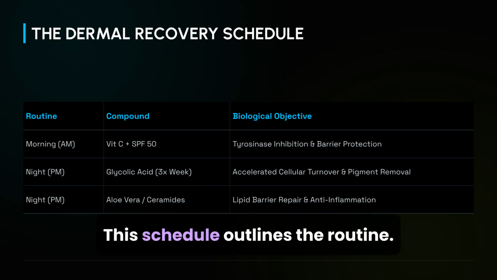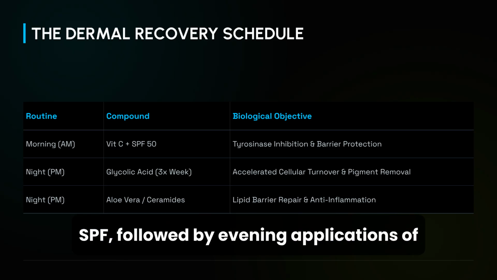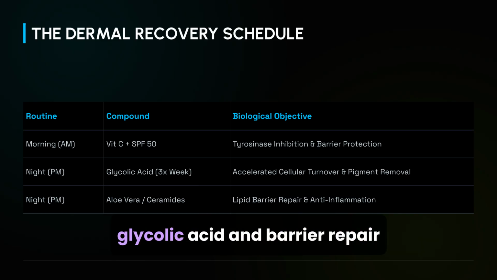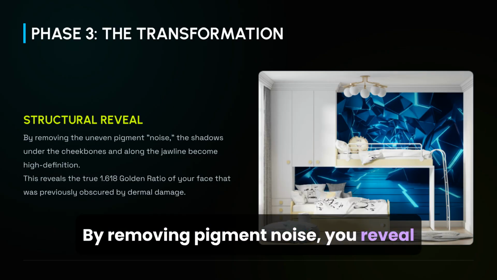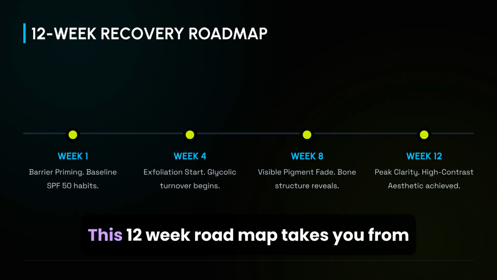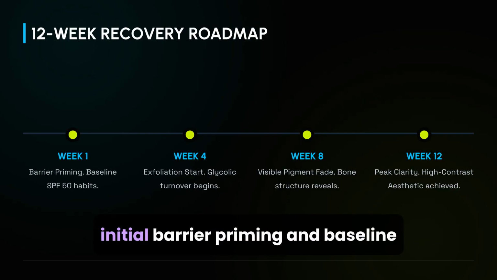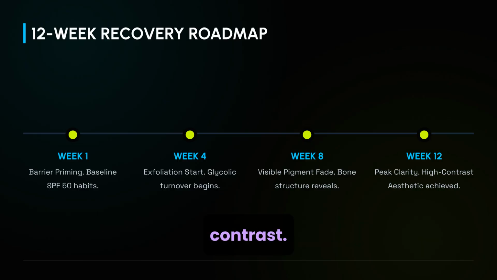turnover. This schedule outlines the routine: morning protection with vitamin C and SPF, followed by evening applications of glycolic acid and barrier repair compounds. Phase 3 is the transformation. By removing pigment noise, you reveal the natural high-contrast shadows that define your facial structure. This 12-week roadmap takes you from initial barrier priming and baseline habits to achieving peak skin clarity and contrast.